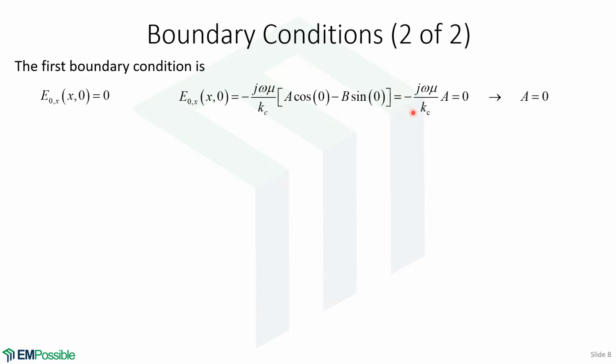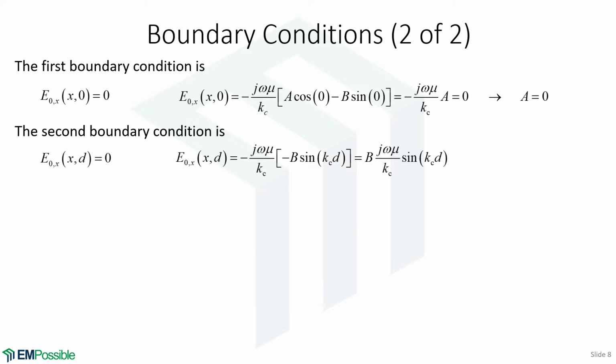Well, none of these constants in front of A can equal 0. So the only thing that can make this expression equal 0 is if A equals 0. So we found our first constant, A. It is 0. That means we'll find B by applying the boundary condition at the top plate.